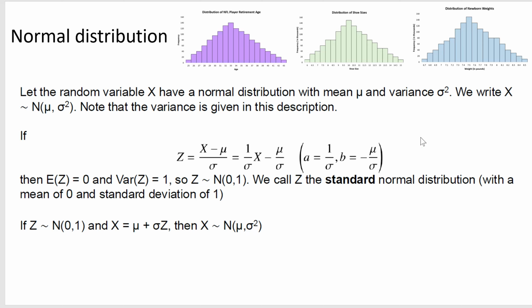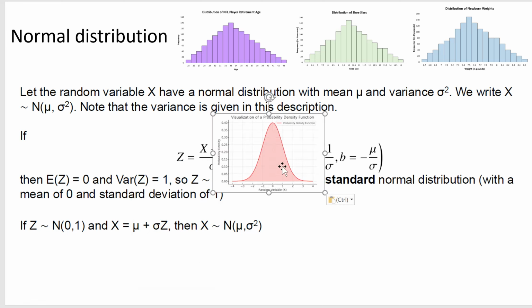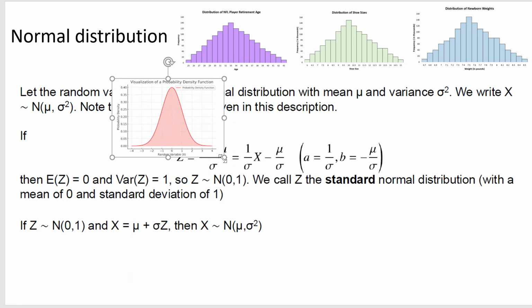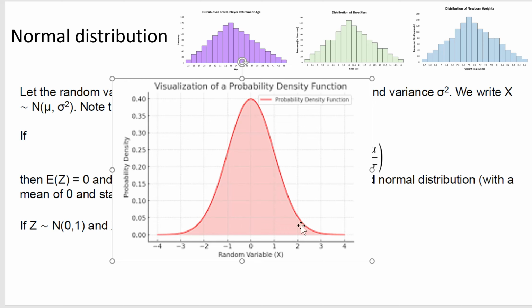So this is an example of a normal distribution. It is usually shown like this. Okay, this is how it's shown. This is normal distribution because it's normally distributed around 0. It has almost the same shape on both sides.